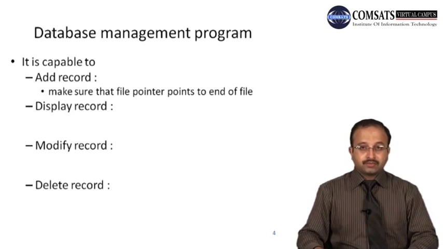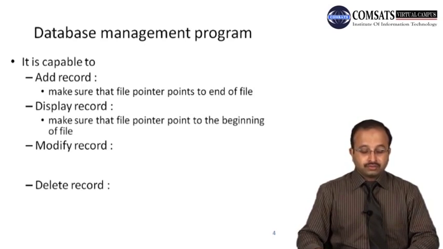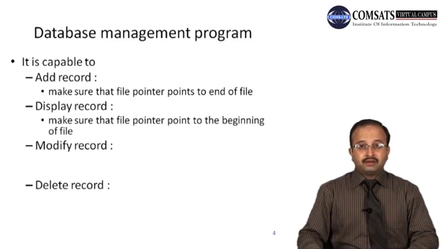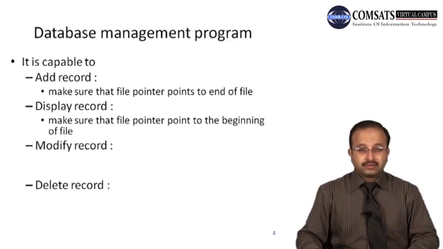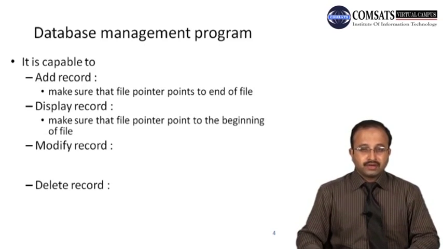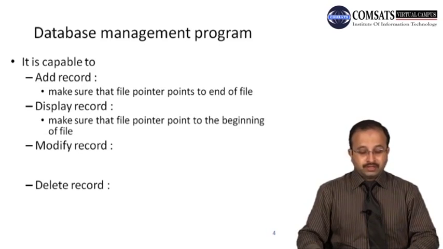Displaying records: display starts from the beginning, so make sure that the file pointer points to the beginning of the file, so it starts displaying the very first record in the file, and then second, and then third, and so on. If it is somewhere in between the file, for example, if it is pointing at the end of the file, it won't display any record, right? And it seems like the file is empty, there is no record, but actually the file pointer points to the end of the file and there is no record there, so that's why it is not displaying any record. So you have to make sure that the file pointer must be at the beginning of the file so that all records are displayed.